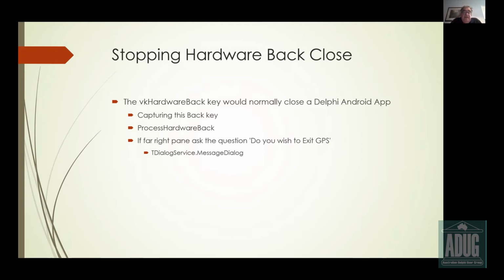And then looking at the GPS app from somebody else that was also on my phone, the one that came delivered with the phone, I noticed that it actually asked the question, do you really want to close GPS? So then I looked at how to handle the hardware back button. You've got to capture the back key, process a hardware back, and only if it's the far right pane of this multi-line pane do you actually ask the question, do you want to exit GPS? So that was the first time I had a look at trying to do the message dialogue.